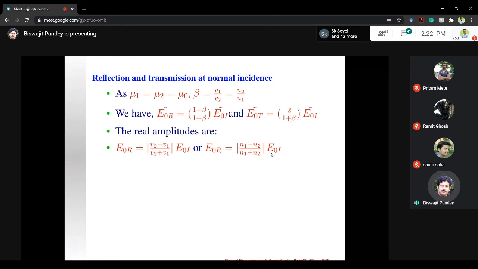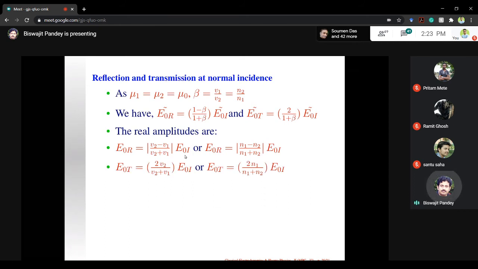So these are the relationships between the real amplitude of the reflected electric field and the incident electric field. Similarly, you can write down the same for the real amplitude E0T of the transmitted component, which is 2v2 by v2 plus v1, straightforward to get from these two equations. So E0T equal to 2n1 by n1 plus n2 times E0I. Now what are the things that these two equations are trying to tell us?